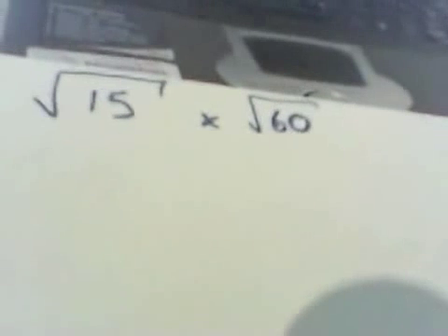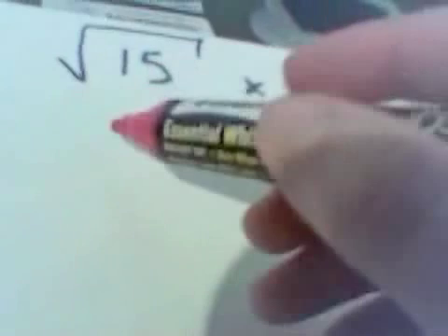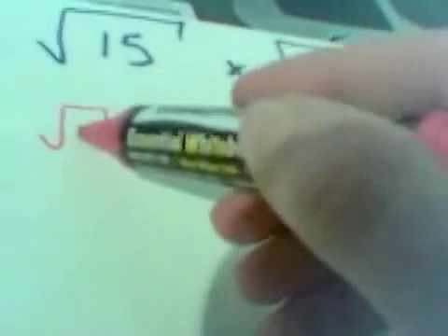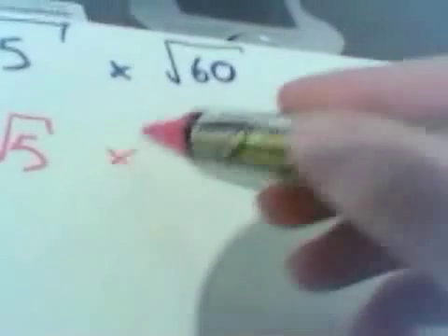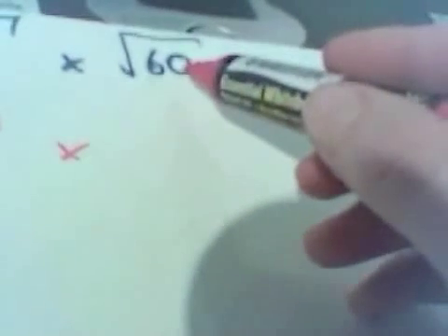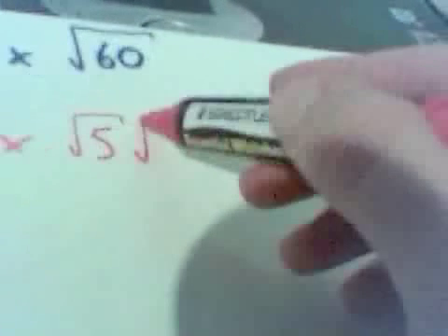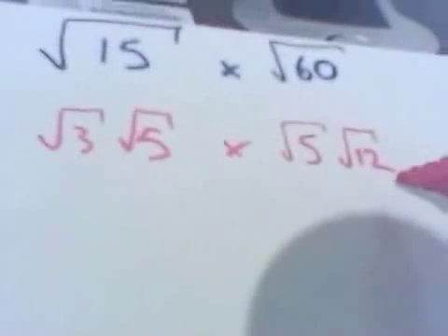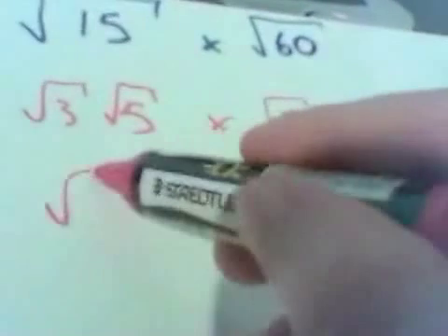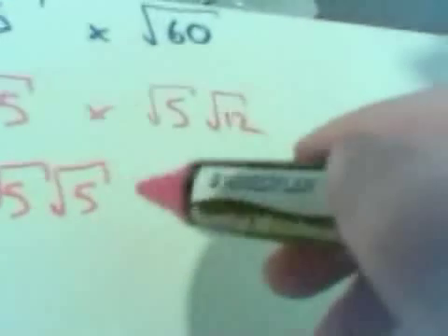So again, we can go for our root 15 times root 60. Well, I'm going to show you two different ways. Root 15, well that could be root 5 times root 3 times root 5 times by now 60. 60 is 5 times 12, so that could be root 5 times root 12. Now that 12 can be split up further. So far I've got root 3 times root 5 times root 5 times root 12.